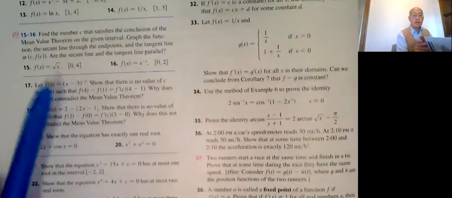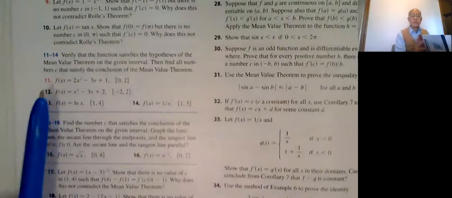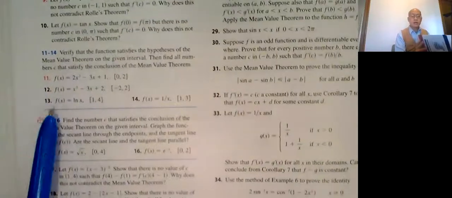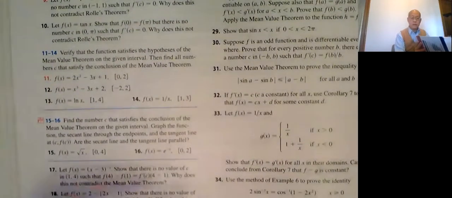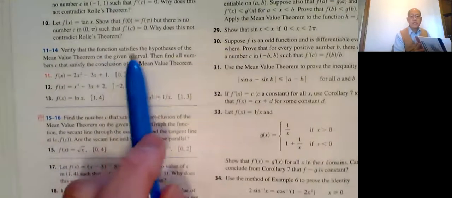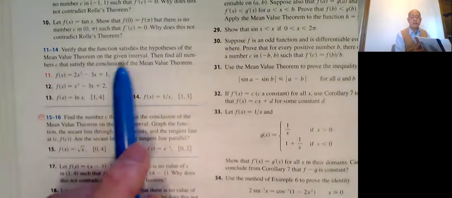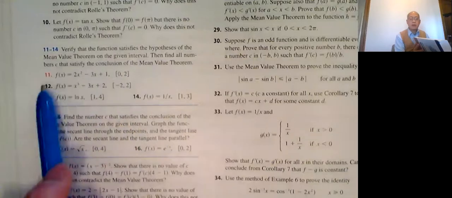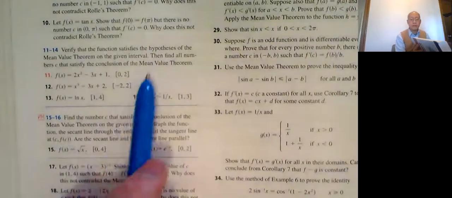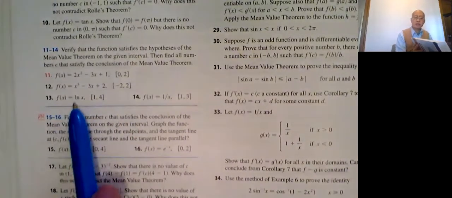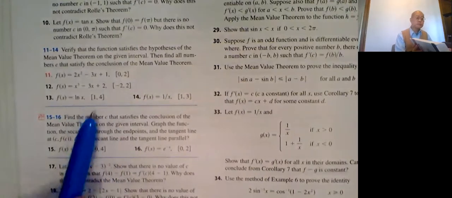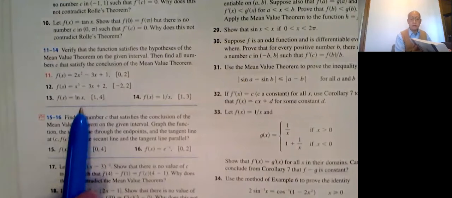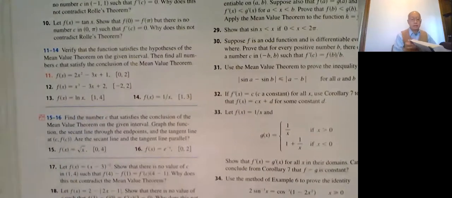All right, so mean value theorem now, questions here, 11 and 13. I did 13, you do 11 on your own. Verify that the function satisfies the hypotheses of the mean value theorem on a given interval, and find all numbers C that satisfy the conclusion of the mean value theorem. Okay, f of x equals natural log of x from 1 to 4. Natural log of x is differentiable everywhere because the derivative is 1 over x. We know that. So therefore, it's automatically continuous, and therefore it's differentiable and continuous on the interval that you need.